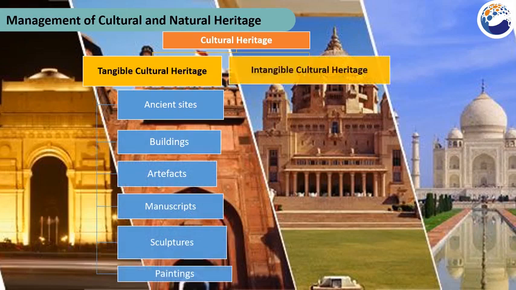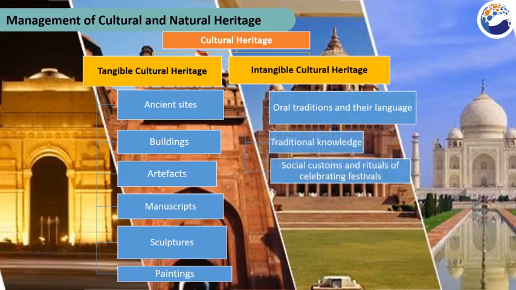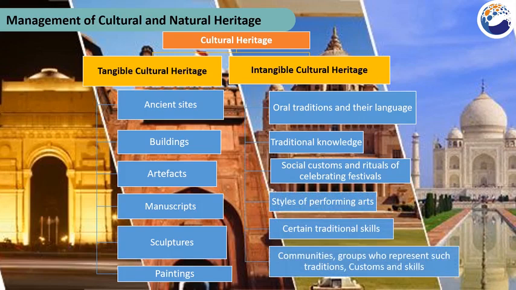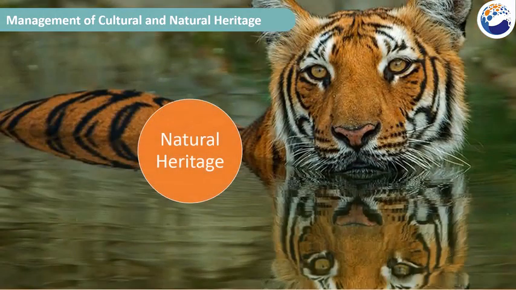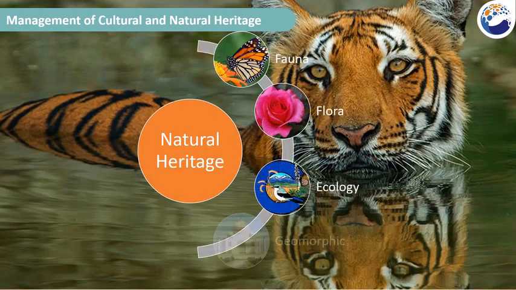Intangible cultural heritage. This type of cultural heritage includes the following things: oral traditions and their language, traditional knowledge, social customs and rituals of celebrating festivals, styles of performing arts, certain traditional skills, communities, and groups who represent such traditions, customs, and skills. Natural heritage. The concept of natural heritage gives importance to the thought of biodiversity. It includes the following things: fauna, flora, ecology, and geomorphic.